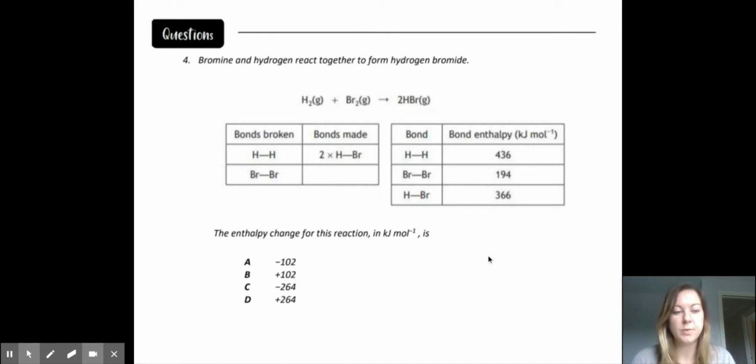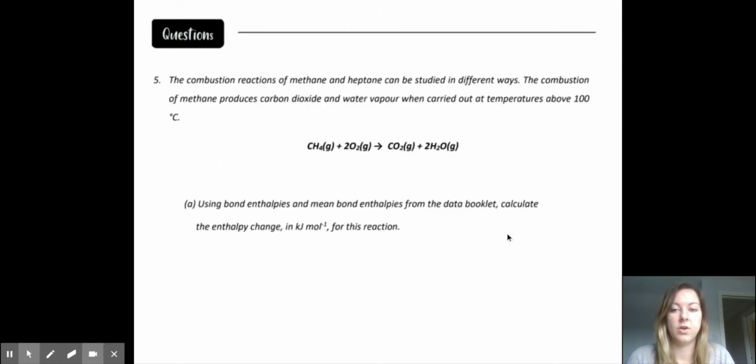So the multiple choice questions are quite straightforward, especially when they're laid out like this, when they tell you what's been broken and tell you what's been made. The real knowledge that they're testing here is, do you know that bonds broken are positive and bonds made are negative? That's what they're looking for. Question 5.